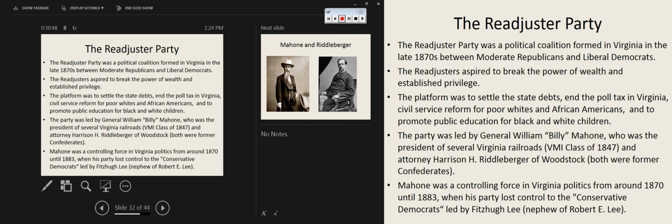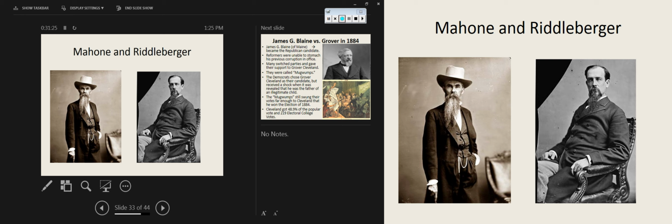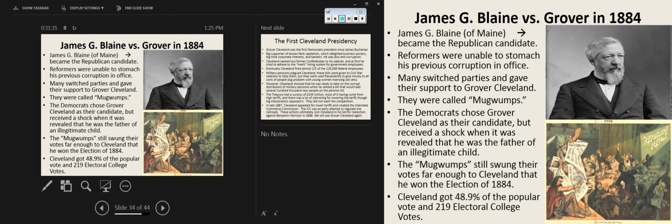Ultimately, they were toppled. They had a significant run from the 1870s into the 1880s, but they lost control to conservative Democrats led by Fitzhugh Lee, Robert E. Lee's nephew. Fitzhugh Lee is really one of the guys that spearheads what we would consider a Dixiecrat type of movement in the post-war era: limits on the rights of African Americans and the push for Jim Crow laws. So here we have Billy Mahone on the left, Harrison Riddleberger on the right. And this is where we're going to pump the brakes today.